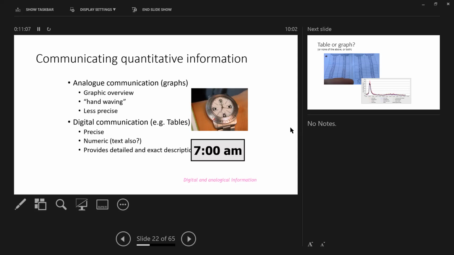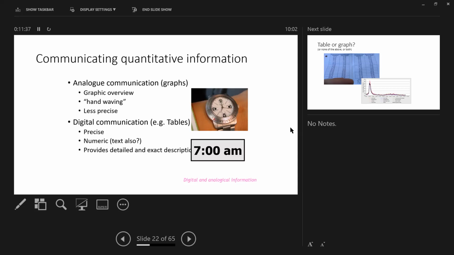You can think about graphs as an analog tool and tables as a digital tool. The graph gives you an overview, right? If you're interested in the third decimal after your measurement, you probably don't want a graph. You probably want a table. Graphs are great to tell a story, to show the reader what the big message is.